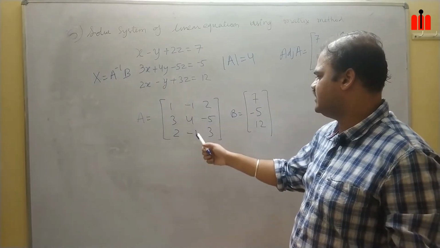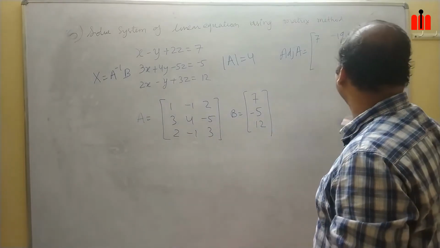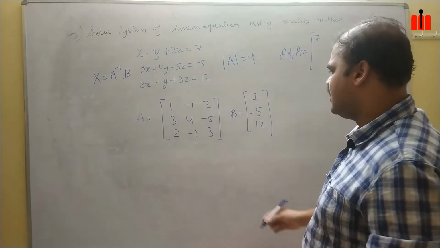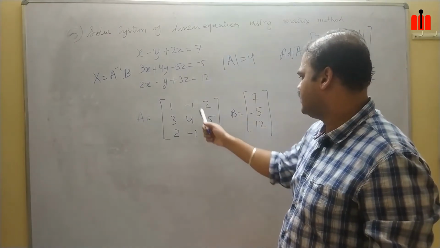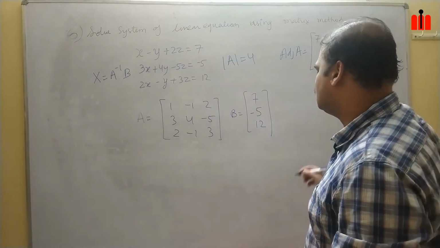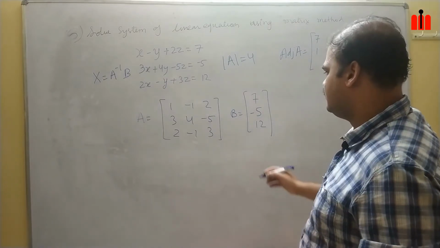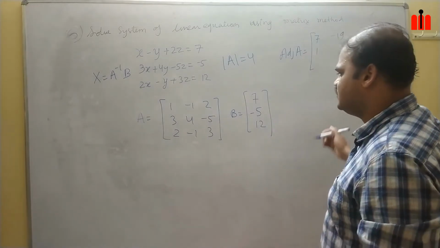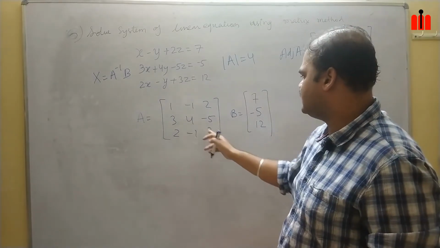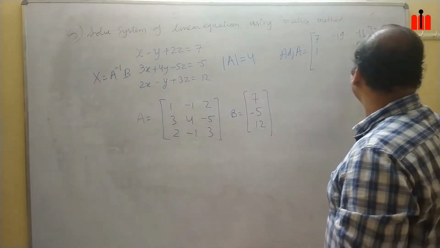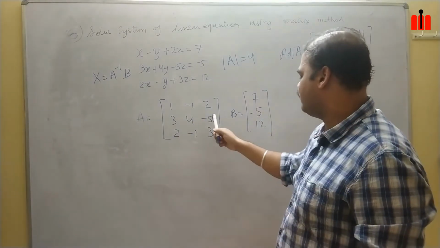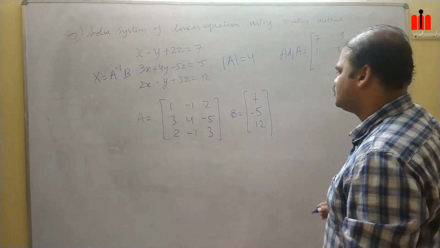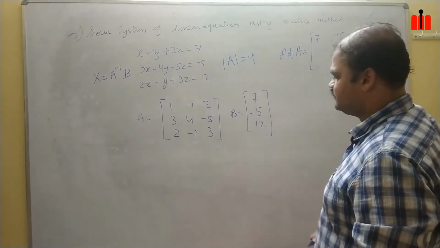For 2, it is minus 3 minus 8, so it will be minus 11. After that, for 3, it is minus 3 plus 2, so it will be minus 1. For this it is negative, so it is 1. For 4, it is 3 minus 4, so it is minus 1. For minus 5, it is minus 1 plus 2, so it is plus 1. It will become minus 1.